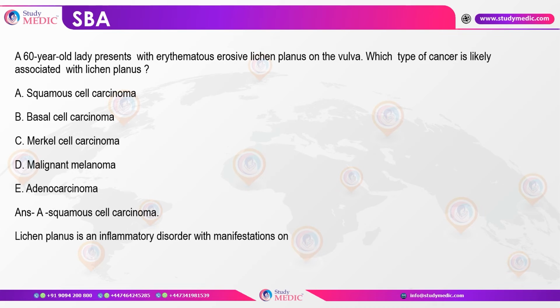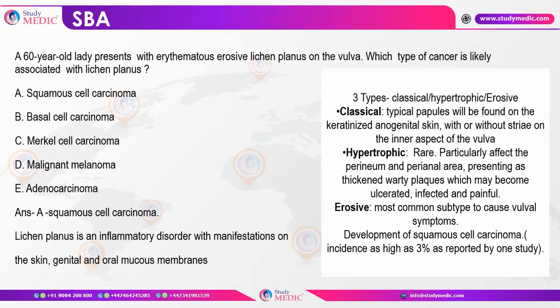With lichen planus, we know that it is an inflammatory disorder and it manifests on the skin, on the genital area and the oral mucous membrane. There are 3 types of lichen planus: classical, hypertrophic and erosive. In the classical one, you will find papules on the keratinized anogenital skin with or without striae and on the inner aspect of the vulva. Hypertrophic is rare and it affects the perineum and perineal area, and it presents as thickened warty plaques. As the name suggests, it is hypertrophic. It can become ulcerated, infected and painful. Erosive is the most common subtype to cause vulval symptoms.